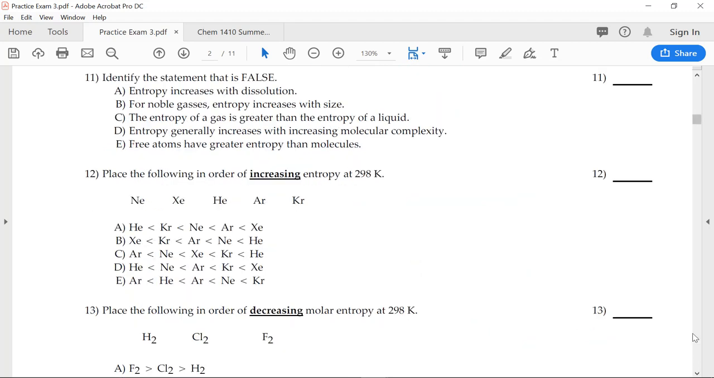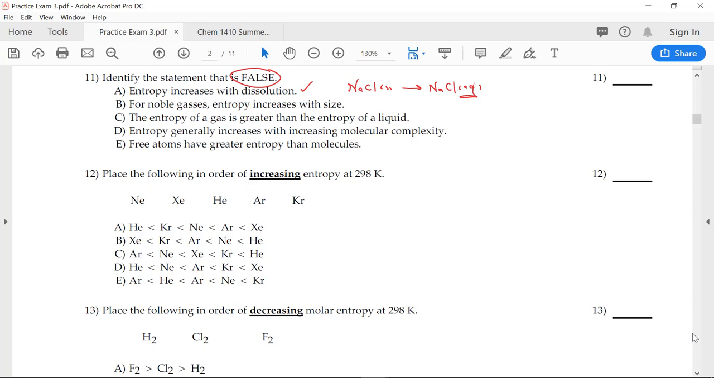Let's look at question number 11. Identify which of the statements is false. The first statement, entropy increases with dissolution. When you dissolve something in water, for example NaCl, it was solid phase, now you dissolve it in water, so it will become NaCl aqueous. In the solid state you have less freedom to move, and in the aqueous phase there is more freedom to move, so the entropy will increase. That's a correct statement, but you try to identify which one is false, so you don't pick it.